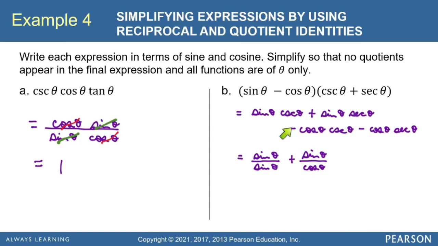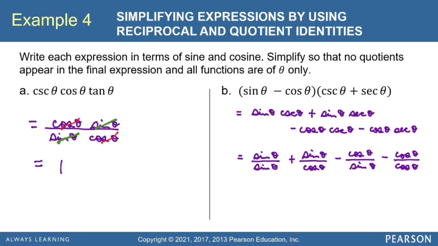Okay, next term, minus cosine of theta times cosecant of theta. We will restate this cosecant of theta in the top as sine of theta in the bottom. So we'll have minus cosine of theta over sine of theta. And then minus cosine of theta times secant of theta. We know that we will rewrite this secant of theta in the top as cosine of theta in the bottom. So we'll have minus cosine of theta over cosine of theta.